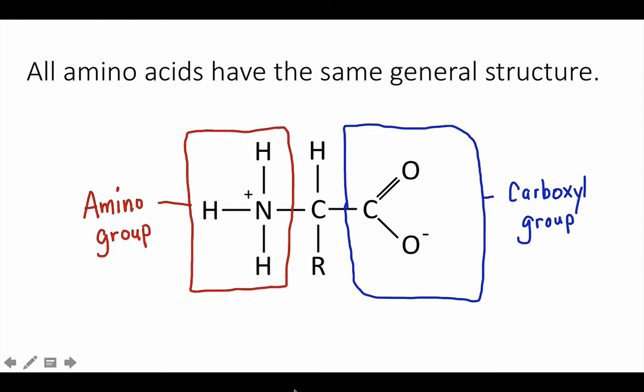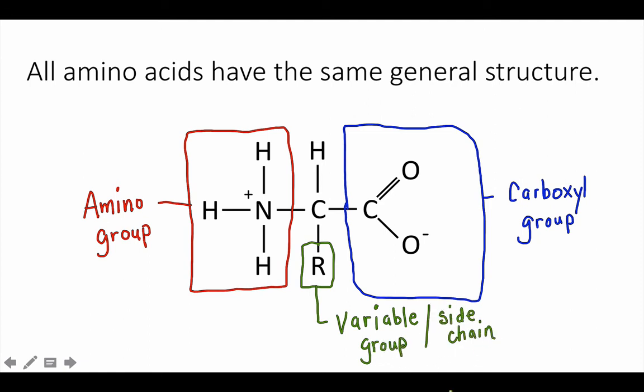The carbon in the middle is referred to as the alpha carbon, and all amino acids also have a hydrogen attached to their alpha carbon. Together, the components shared by all amino acids make up the backbone of a protein. The alpha carbon can form 4 covalent bonds, and this fourth spot is where the 20 amino acids differ from one another. We have represented this variable group with R. The variable group is also sometimes referred to as the side chain.